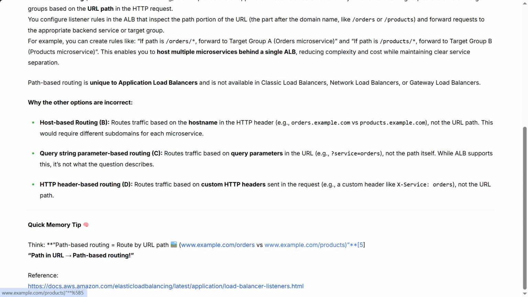HTTP header-based routing, D, routes traffic based on custom HTTP headers sent in the request, e.g. a custom header like x-service orders, not the URL path. Quick memory tip: think path-based routing equals route by URL path, example.com/orders versus example.com/products. Path and URL-based routing.